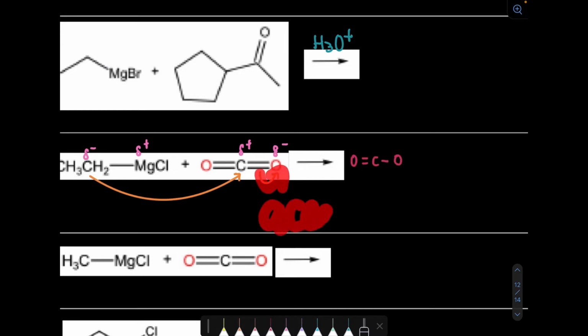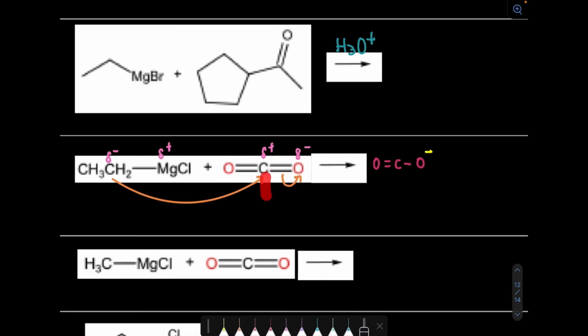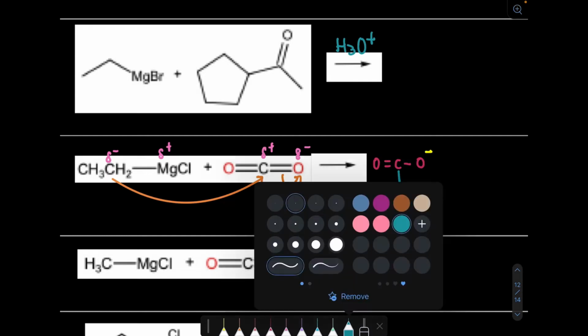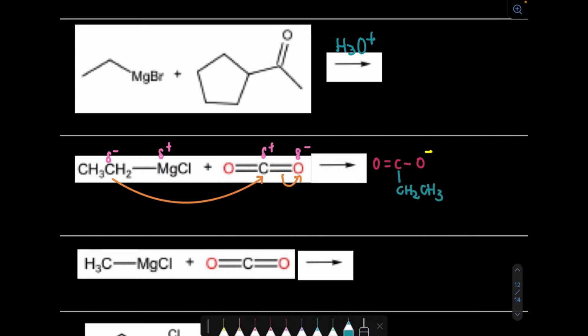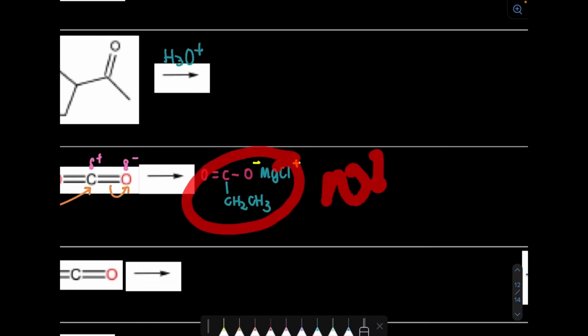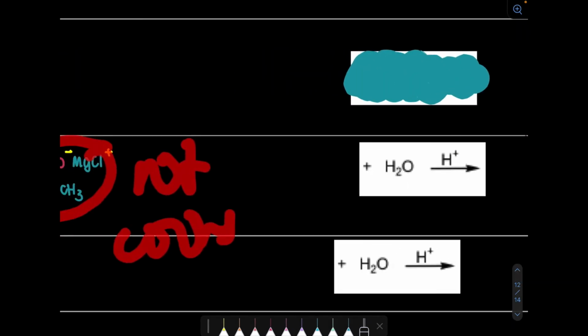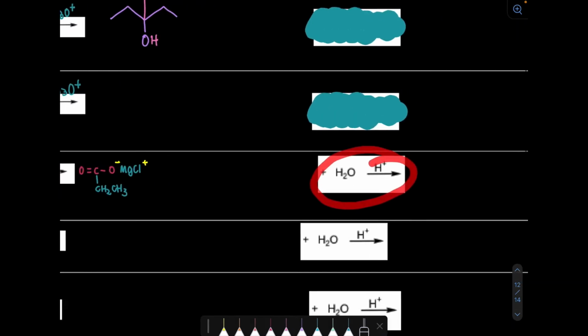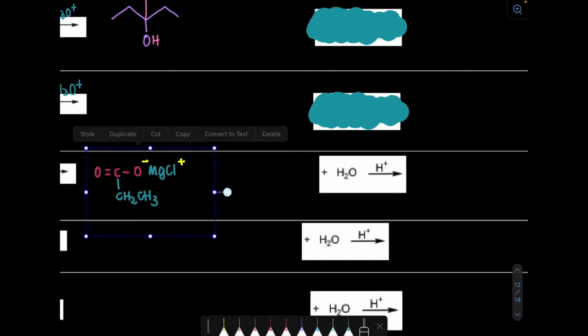So this CO has accepted electrons, so it becomes O minus. Okay, so again when this C double bond O breaks, we're going to form one single bond with the carbon from our Grignard reagent, which is CH2CH3. Okay, don't forget we do have our MgCl plus here, so MgCl plus. So this is the first reaction with carbon dioxide. But it's not complete yet. We're going to react it with H2O and H plus.